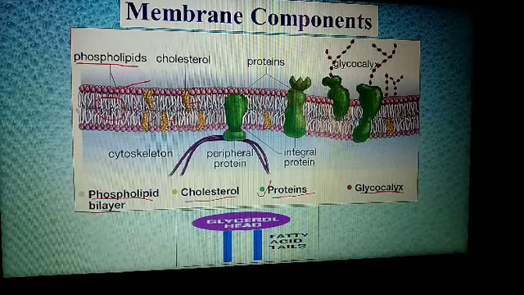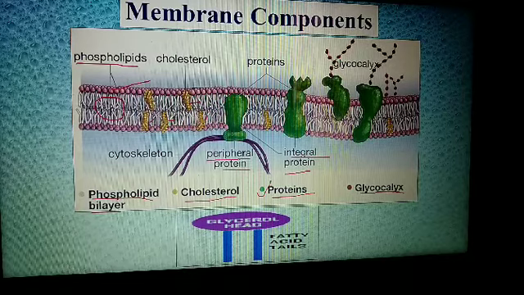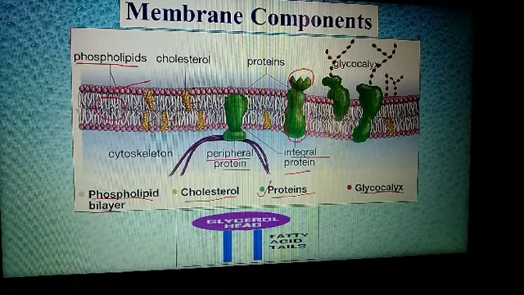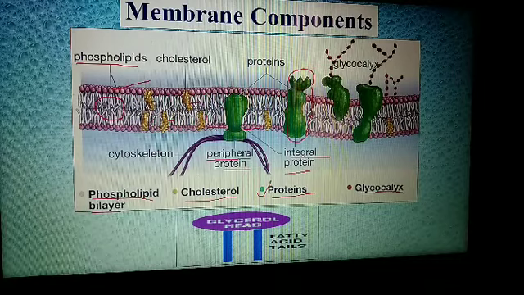Proteins are again of two types, peripheral protein and integral protein. Peripheral proteins are those proteins which are located on the surface of the membrane, and integral proteins are those which are partially or completely embedded inside the cell membrane. That is why it is known as integral protein, and the peripheral proteins are located on the surface of the cell membrane.